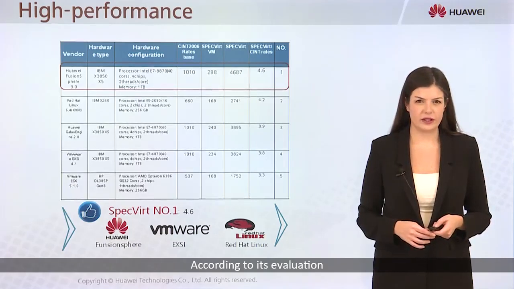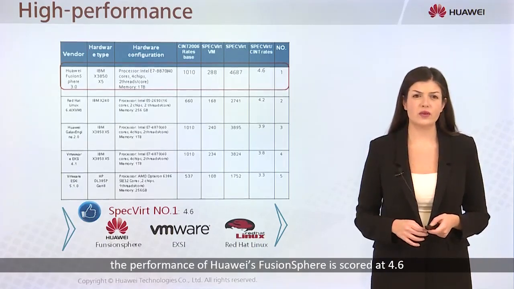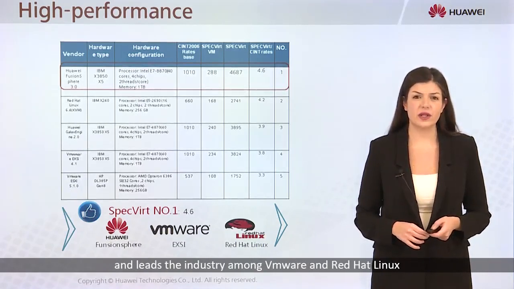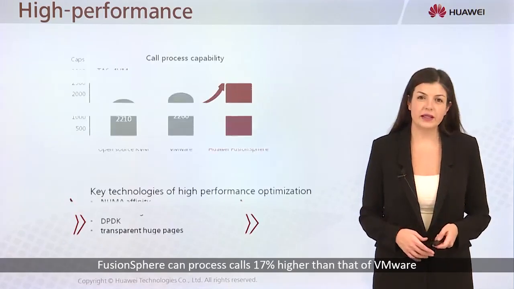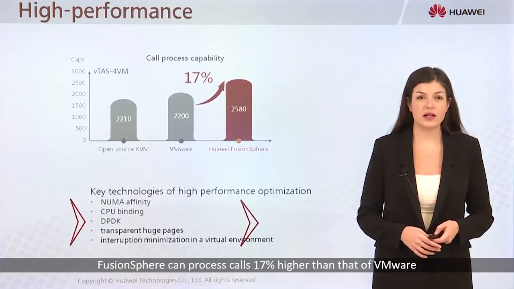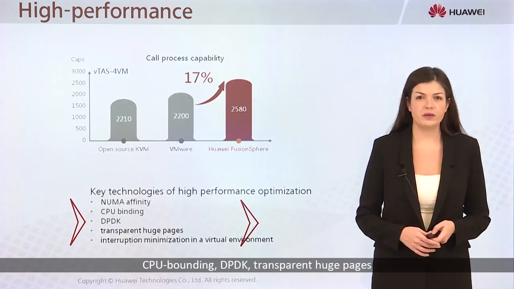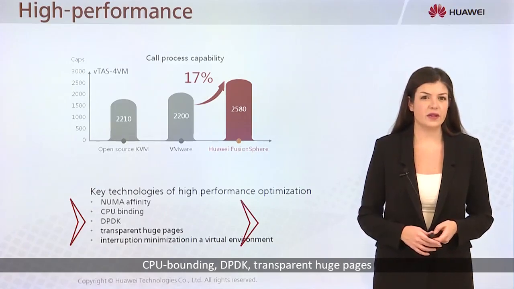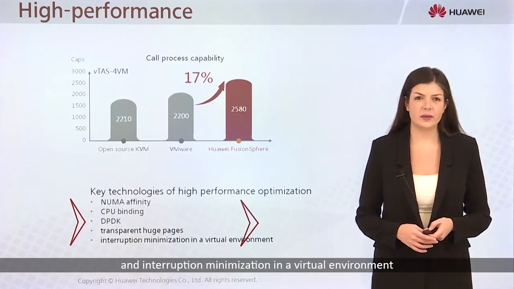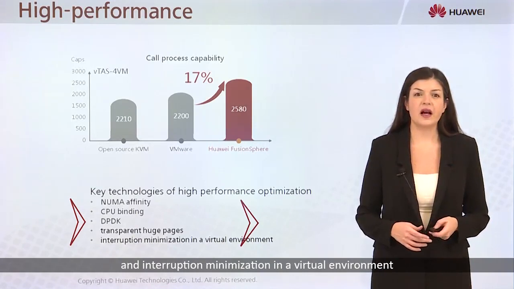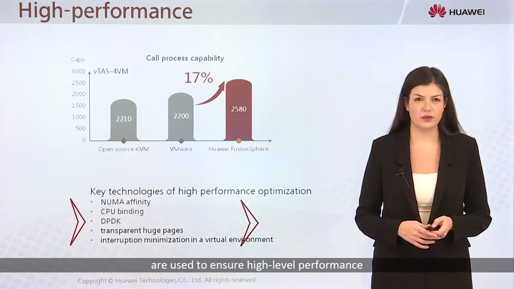SPECvirt is a computer benchmark that evaluates the performance of a server for virtualization. According to its evaluation, the performance of Huawei's FusionSphere is scored at 4.6 and leads the industry among VMware and Red Hat Linux. FusionSphere can process calls 17% higher than that of VMware. Many key technologies such as NUMA affinity, CPU binding, DPDK, transparent huge pages, and interruption minimization in a virtual environment are used to ensure high-level performance.